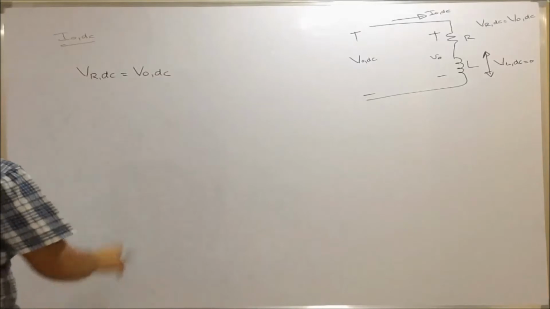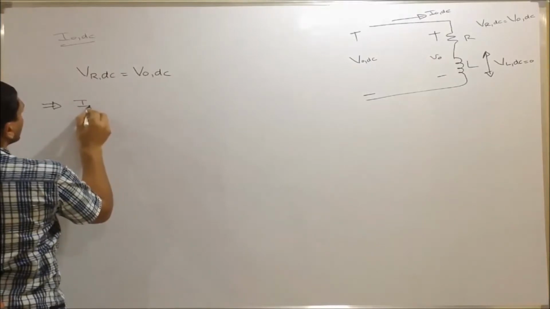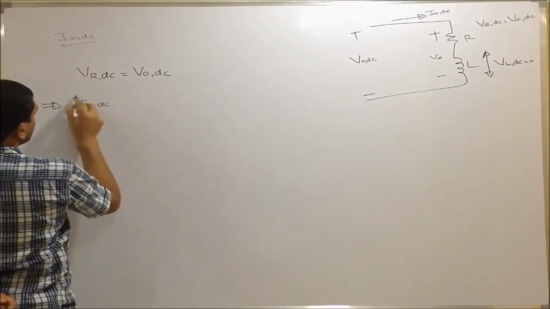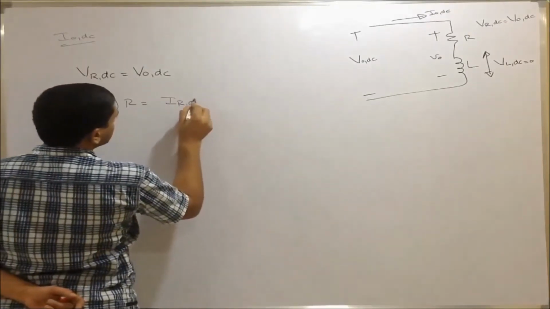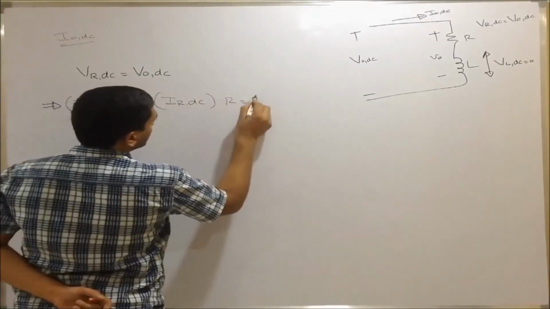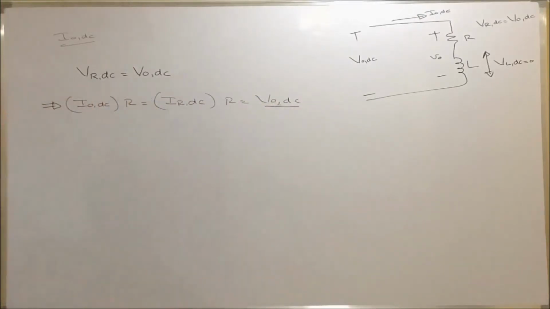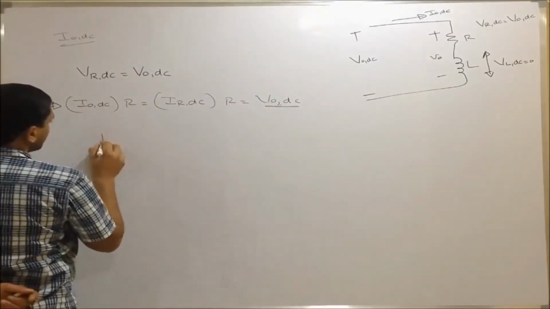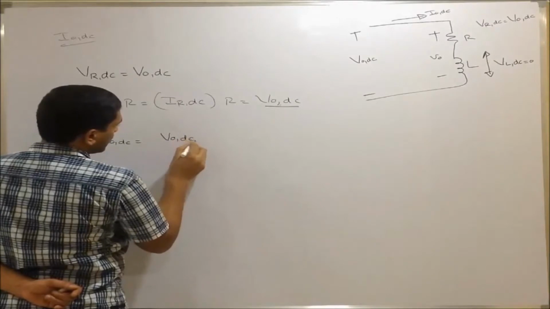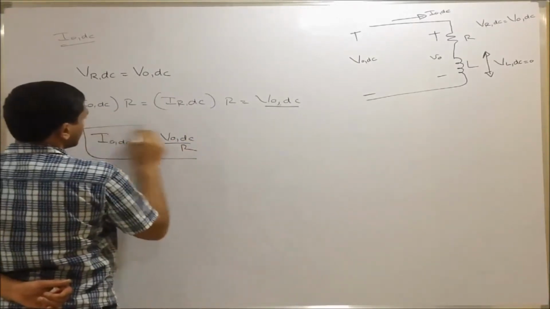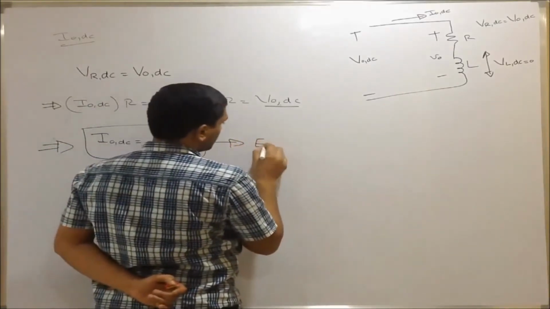Okay. What is VR DC? VR DC is I naught DC into R. I can say it as IR DC into R, which is equal to V naught DC. This can be calculated very easily. Now, if I want I naught DC, I simply take V naught DC by R. This is the expression for I naught DC. This is the easiest method to calculate.